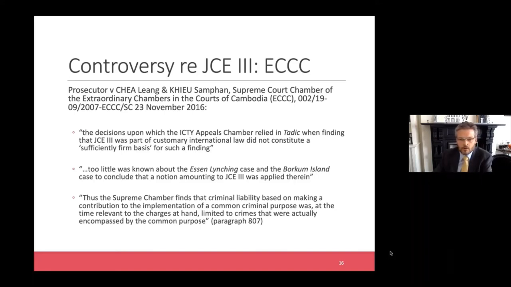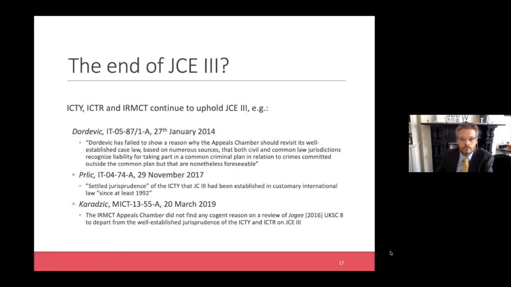After all, it cannot be said that the line of authorities in the ICTY and ICTR, based on Tadic, can be taken as establishing customary international law themselves, when that line was based upon a wrong turn in the law. Is this again sounding familiar? Next slide, please. Well, several attempts have been made to reverse JCE3 before the ICTY, the ICTR, and their successor, the IRMCT.